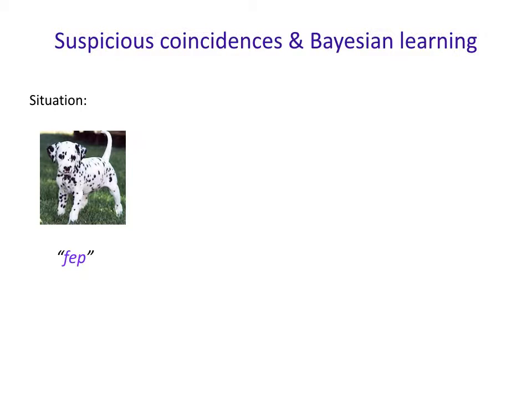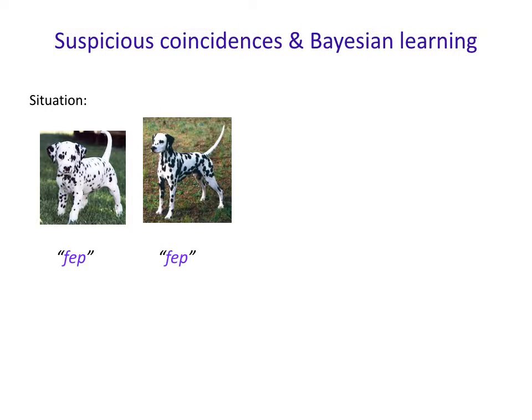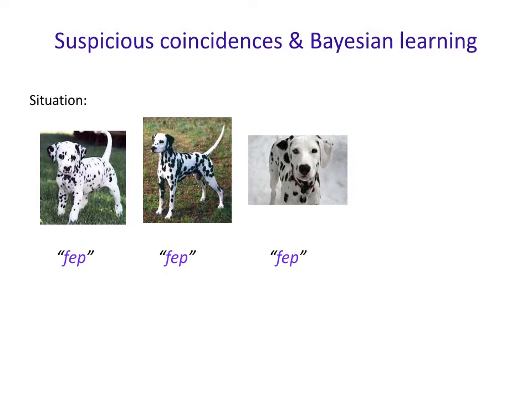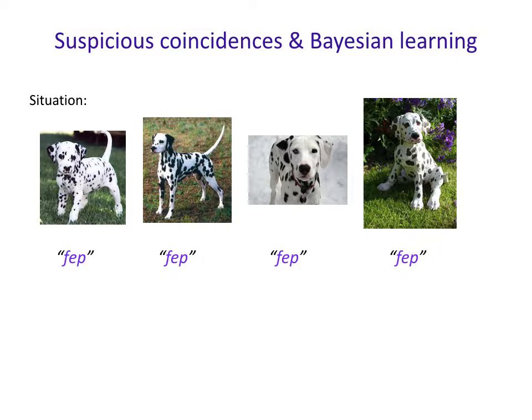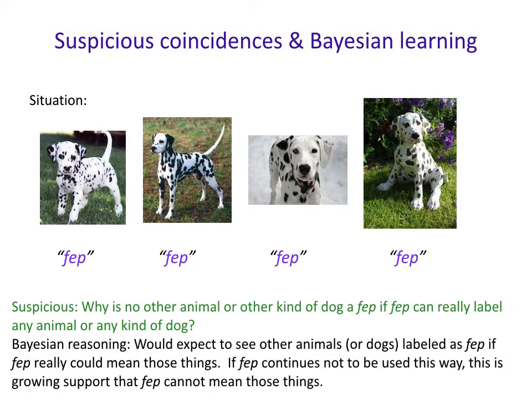So let's talk about suspicious coincidences when you're trying to figure out what a word means, and Bayesian inference. Here's a situation. You see a Dalmatian and someone says "fep." Then they see another Dalmatian, they say "fep." See a third Dalmatian, "fep." And a fourth Dalmatian, "fep." Okay, so what's suspicious here is why is no other animal or kind of dog a fep?